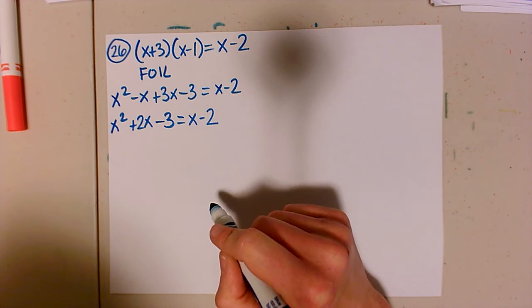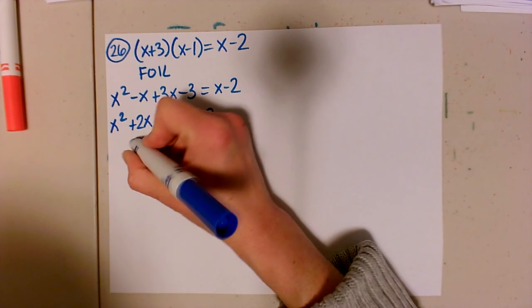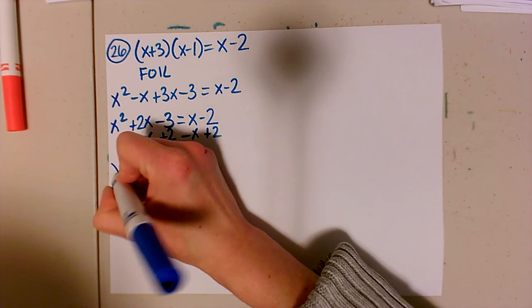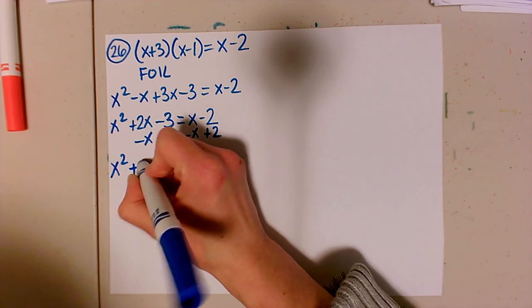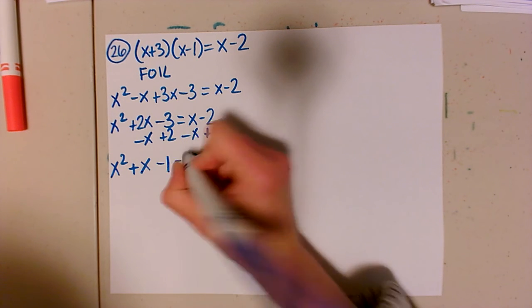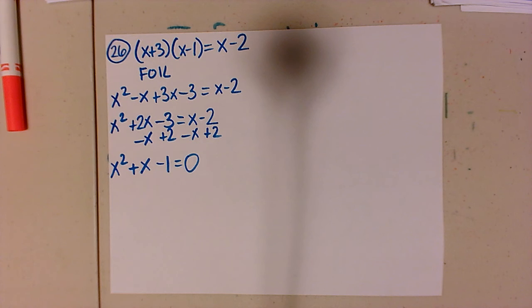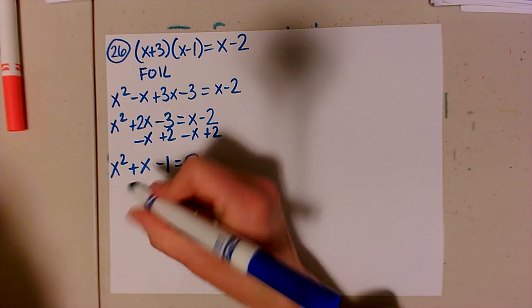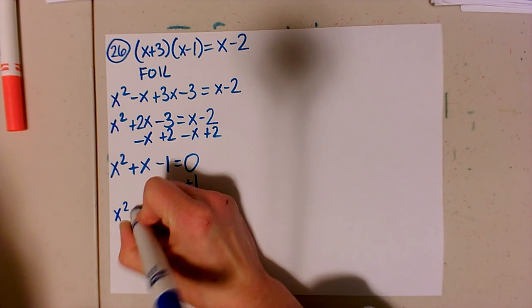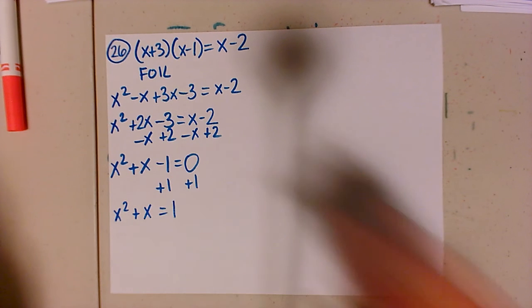Okay, so we want to start off with this set equal to 0. So minus x plus 2 plus 2. That'll give me x squared plus x, and then negative 3 plus 2, that's minus 1, and that all equals 0. Okay, so now this looks like the kind of stuff that we did yesterday. So we can just go ahead and move our c term to the other side. So add 1, add 1. So x squared plus x is 1.